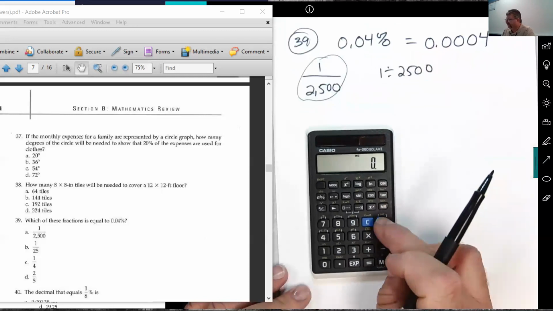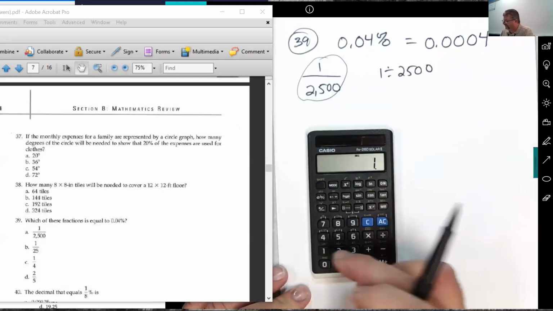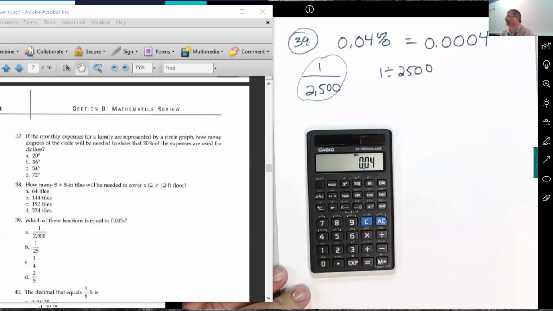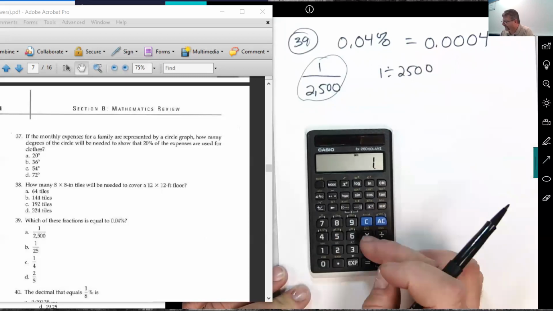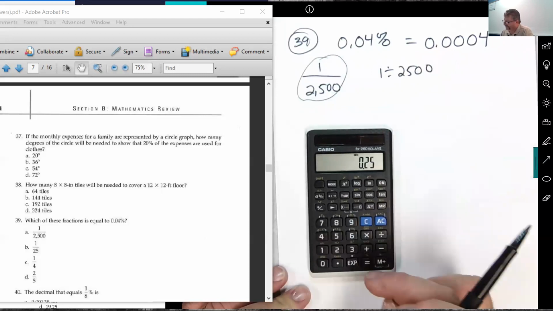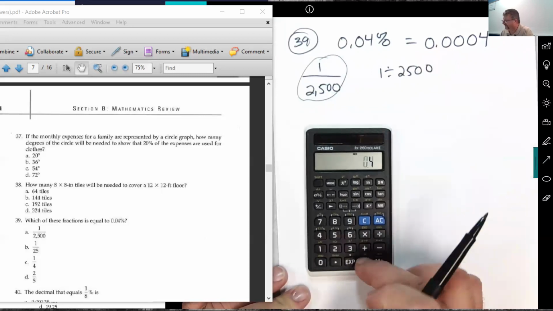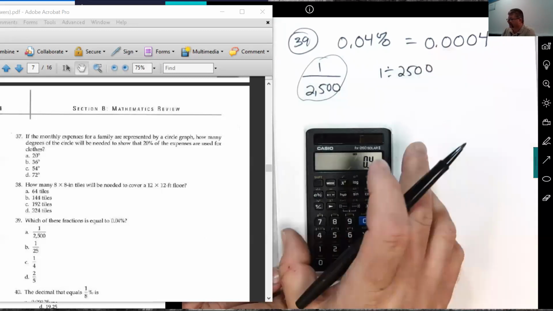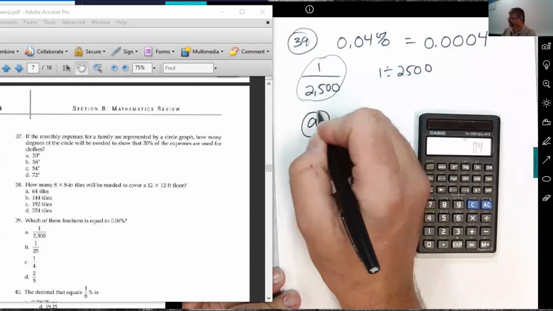Obviously, if that wasn't the first choice, you're just going to divide each one of these. 1 divided by 25 is 0.04. And we know 1 divided by 4 is 0.25. That's not going to work. 2 divided by 5. None of these are going to be even close, right? The only one that was even reasonable was that first one. So we got it.